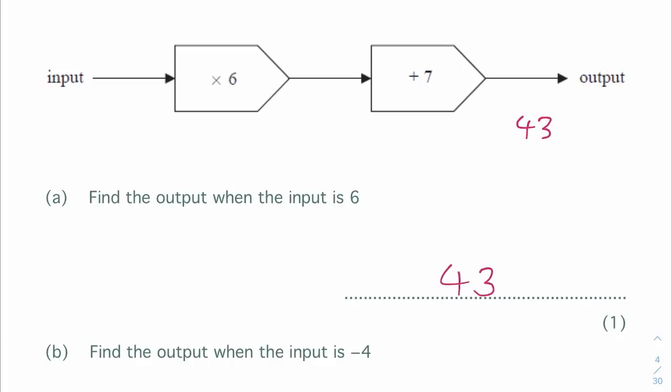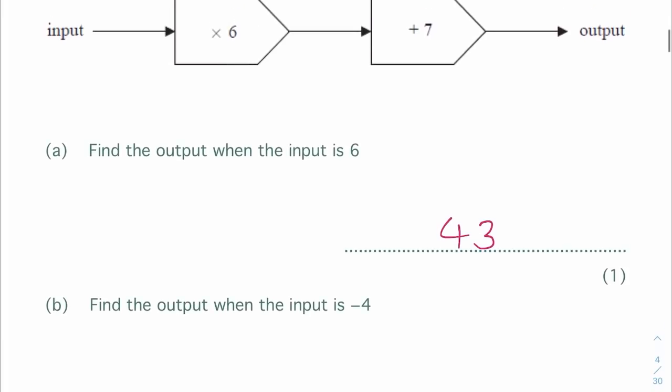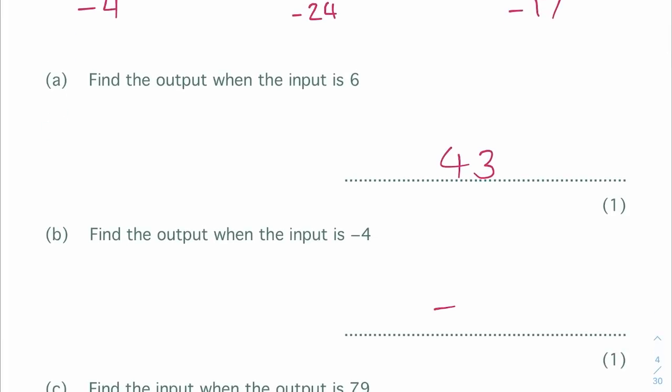So for part B, it says find the output when the input is -4. So if the input is -4, again, we would times that by 6. And you can do this all on a calculator. That would become -24. And then we would add 7, which is going to get it closer to 0. It goes to -17. So there we go, we've got -17 for that negative input of 4.